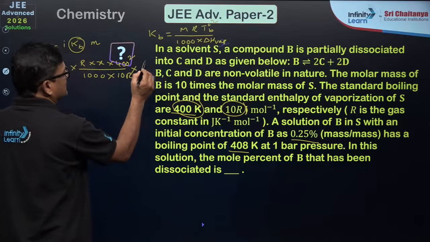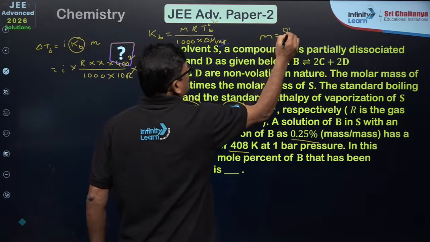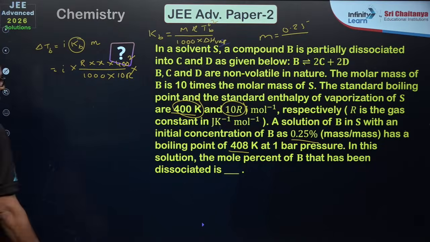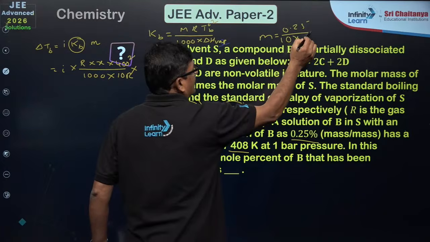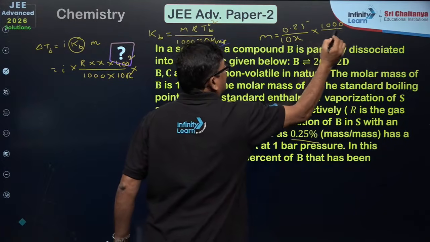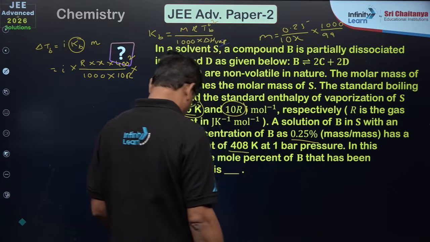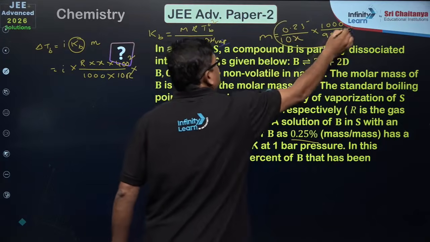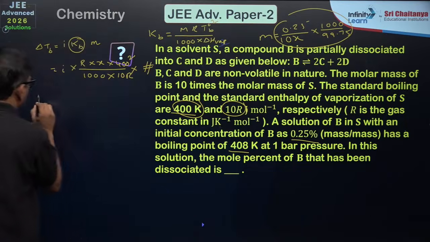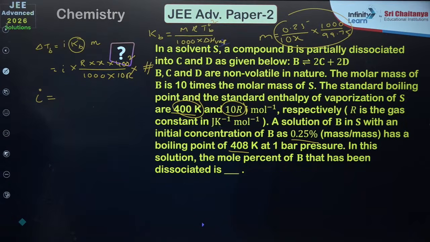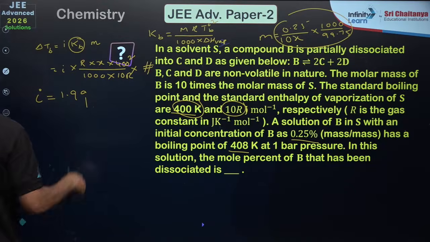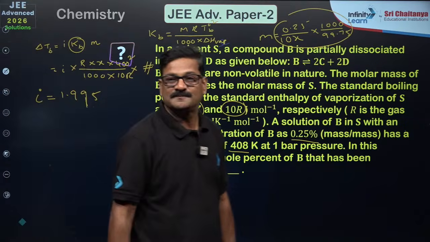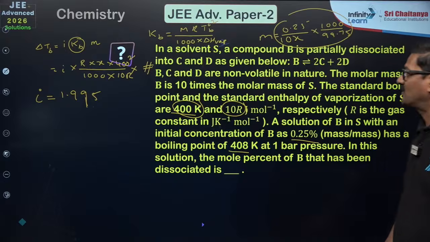So molality is supposed to be 0.25 percent, and whose molecular mass is 10x, into 1000 by 99.75. So put these values, all the values are supposed to be added here, and on doing so the i value is going to be calculated as 1.995. So let us calculate the alpha value from this.